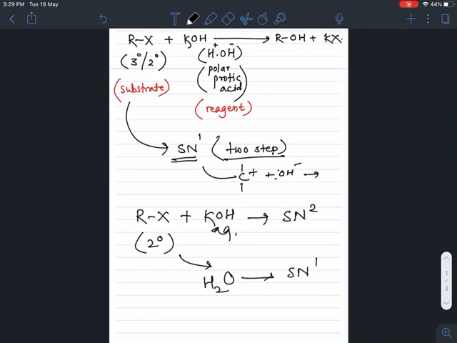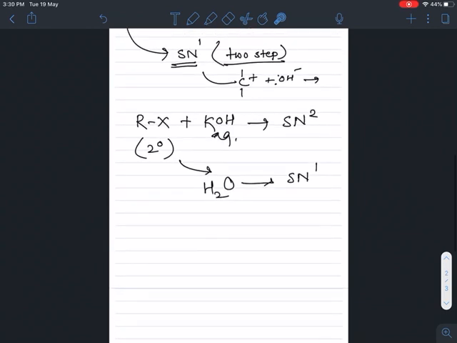So this is most important, keep it in mind: secondary alkyl halides show two types of reaction mechanism, either SN1 or SN2, depending on which reagent is used. If the nucleophile is strong OH, it proceeds by the SN2 reaction mechanism. If the nucleophile is weak, it follows the SN1 reaction mechanism. Now we'll take the examples.